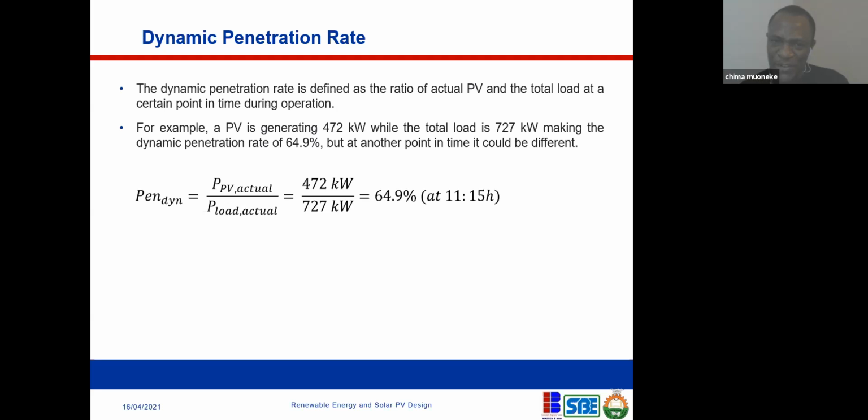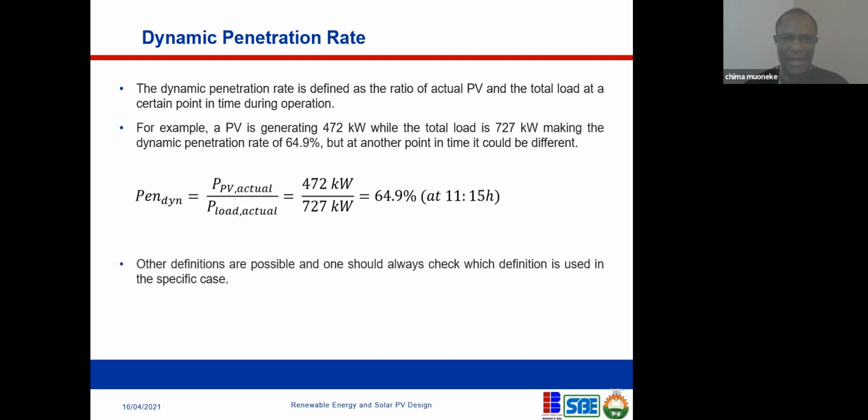But in your dynamic penetration rate, you divide the actual output of your solar PV by your actual demand. When you do that, you have 64.9% at 11:15 hours. At 12 o'clock, it could be different. At 13 o'clock, it could be different. At 18 o'clock, that's 6 o'clock, it could be different. So that's what dynamic penetration is.